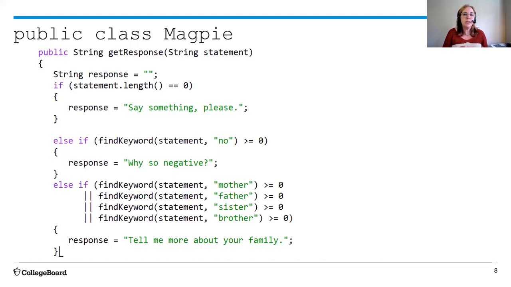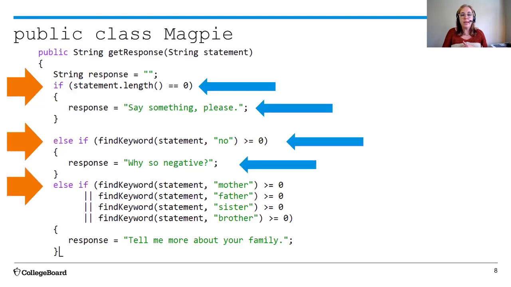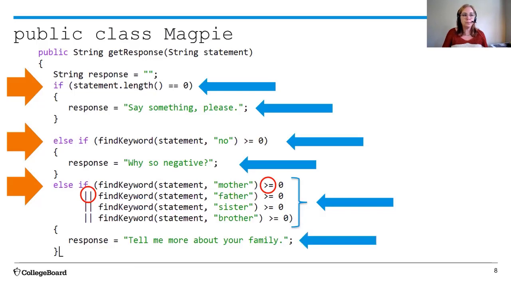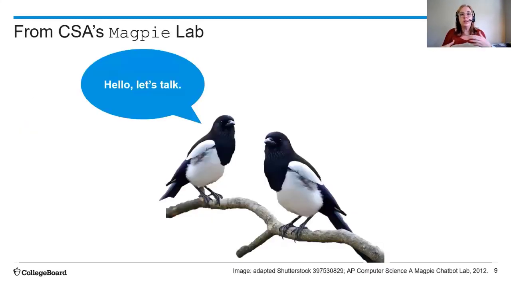So the use of an else if here is in this compound statement where it's looking for any of a bundle of things, but I want you to notice here that the find keyword in the statement, the word mother, could be anywhere in the statement greater than or equal to the 0 position, or father, or sister, or brother. So any of those operators could be a piece of this code, and you can, of course, fashion your own statements that come off of other words that might make it more meaningful to you. And then say, tell me more about your family. Because the role of the chatbot is really to get the user to talk more.